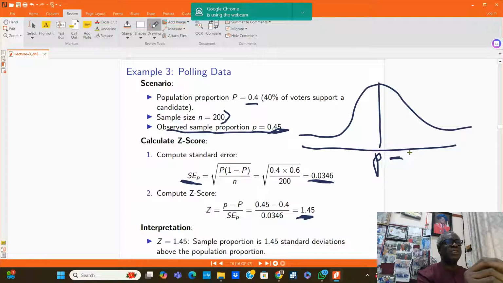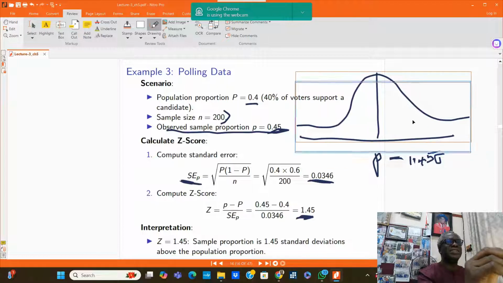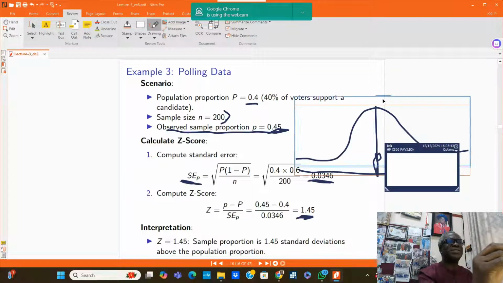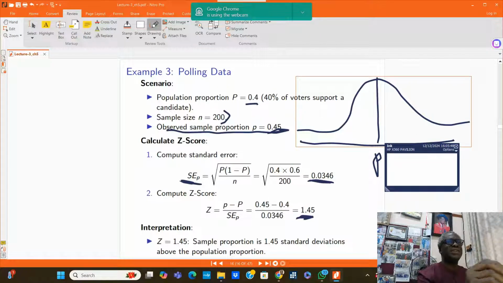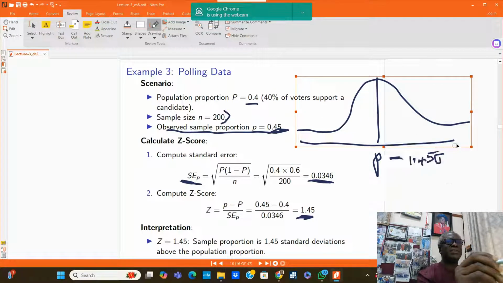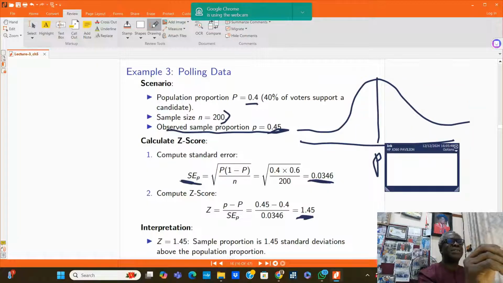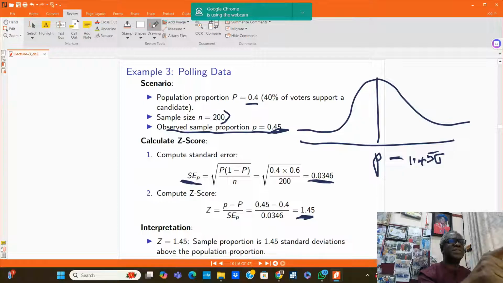So it means this P equals 0.45 is 1.45 standard deviations above on this side. Sorry, on this side. So it is 1.45 standard deviations above the population proportion.